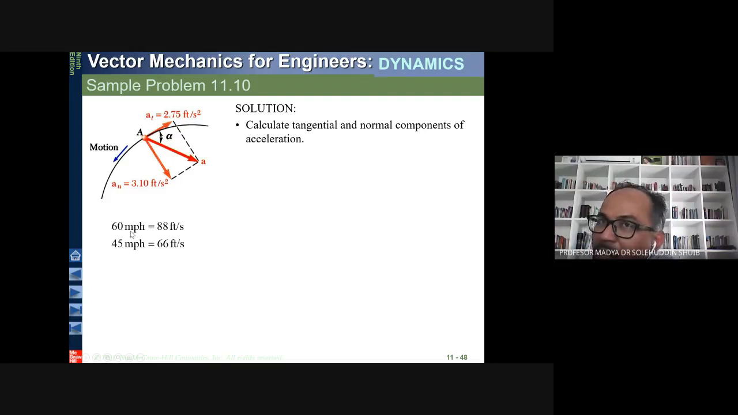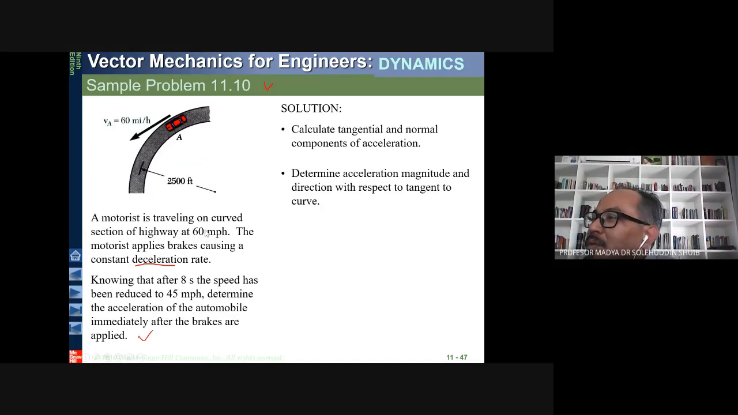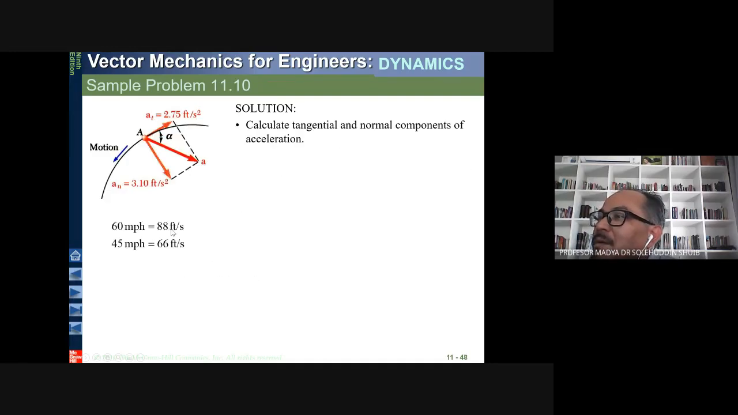First thing is the unit. Conversion of units is very important. Because we want to make it consistent, and you are given miles per hour here, we have to convert miles to feet. So miles per hour, you convert to feet per second, right?